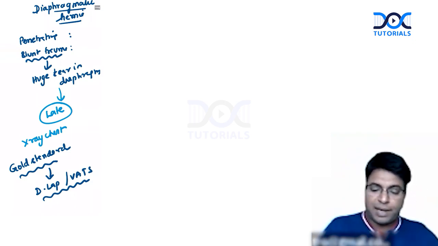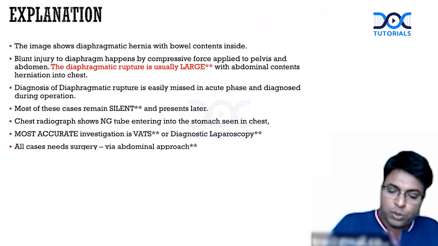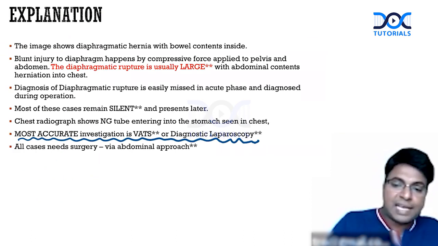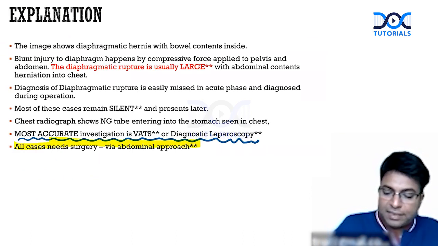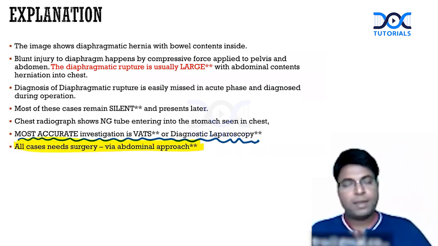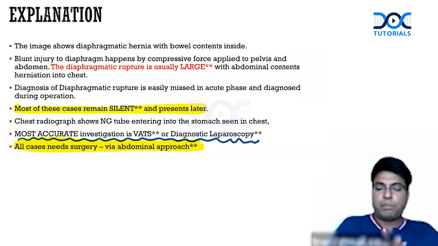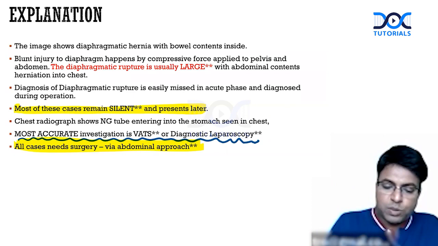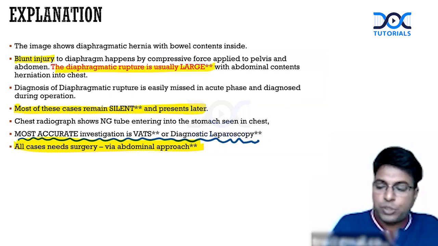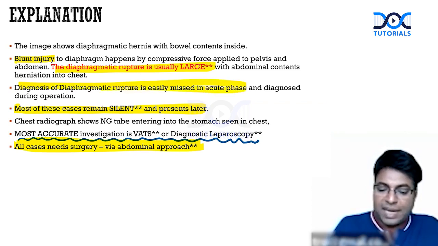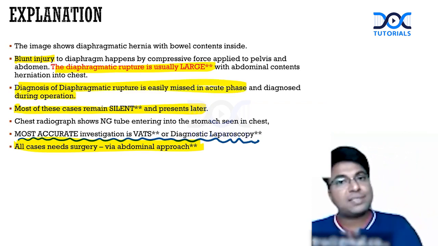There is a line from Bailey and Love you should not forget: the most accurate investigation is VATS or diagnostic laparoscopy. And all cases are repaired by the abdominal approach. Nothing we will do by the thoracic approach. Most of the cases remain silent and present late. Very important, all points are very interesting. So in blunt injury, the diaphragmatic rupture is usually large. Diagnosis is usually missed in the acute phase and may be diagnosed during operation also. All these things can happen.